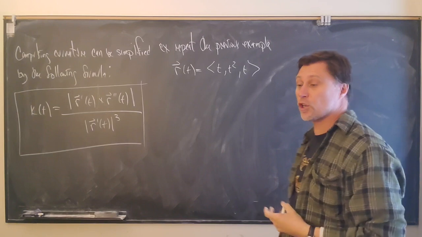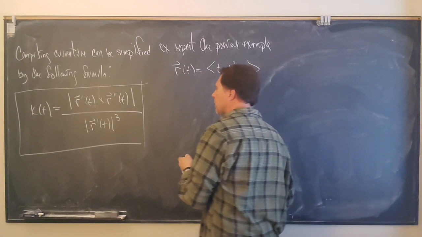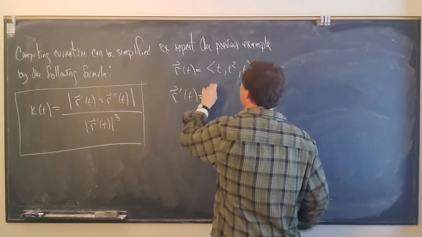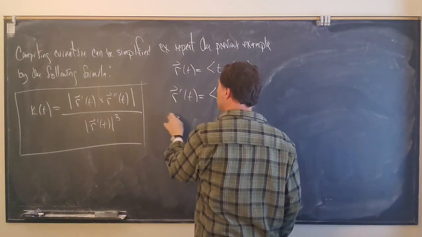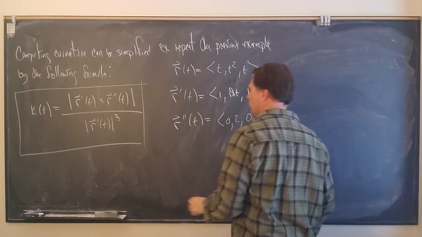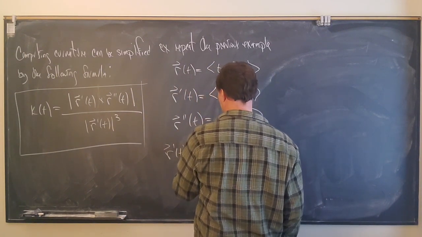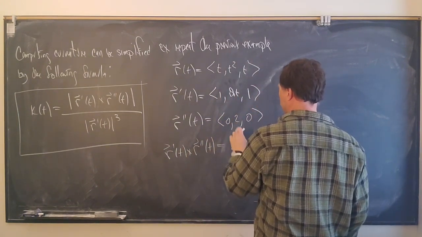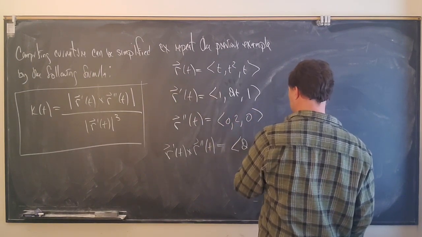Okay, so I want to compute the curvature at t equals 0 for this curve, or the parameterization of this curve. So r prime of t is going to be 1, 2t, 1. r double prime of t is going to be 0, 2, 0. r prime of t cross r double prime of t is going to be 2, 0, and 2.